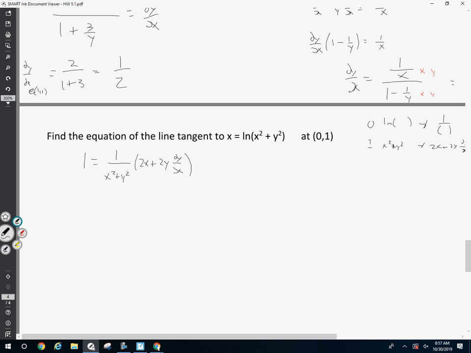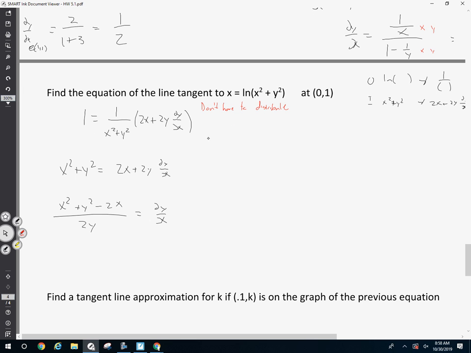Now watch. I don't have to distribute because this is just a 1. I just have dy dx here. I could just multiply by x squared plus y squared. I don't want to say don't distribute. You could. It'd be messy, but it'd be fine. I'm going to say don't have to distribute. Multiply by x squared plus y squared. You get x squared plus y squared equals 2x plus 2y dy dx. Subtract the 2x, so I get x squared plus y squared minus 2x divided by 2y.